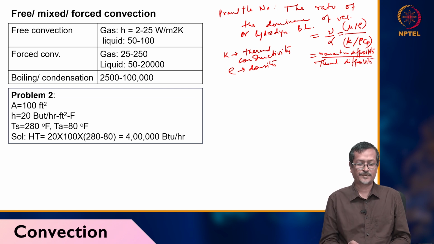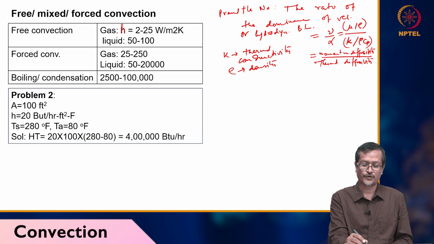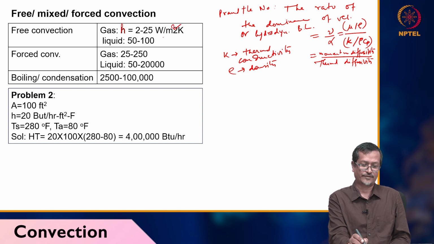In free convection, for gas the convective heat transfer coefficient is 2 to 25 watt per meter square K, and for liquid 50 to 100. In forced convection, if you see, it is increased: it is 25 to 250, so a huge increase. For liquid, you see, it is increased so much. When boiling and condensation are happening, the h value of 2500 to 100,000 is also possible.